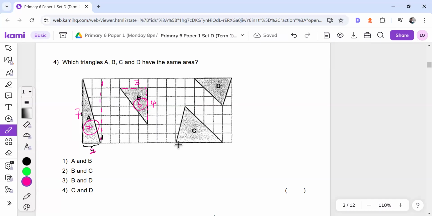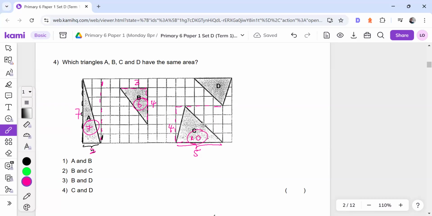And then how about C? The base is what? 1, 2, 3. It's a bit hard to see the squares. So then what do you do? You go opposite. 1, 2, 3, 4, 5. So the base is 5. And the height will be 1, 2, 3, 4. So you have half times 5 times 4. That will be 10. All right.